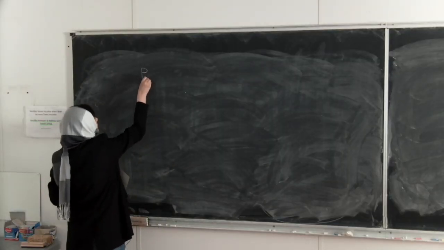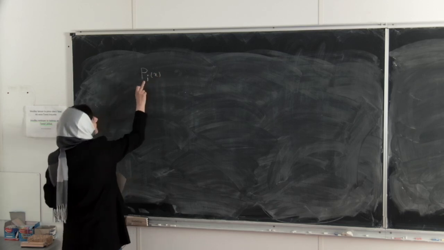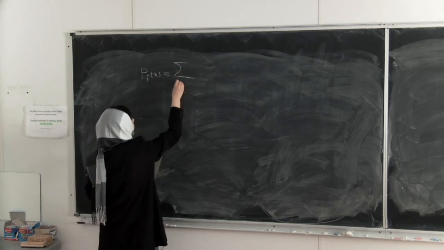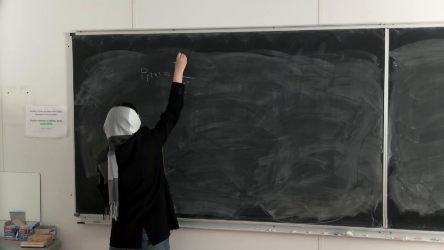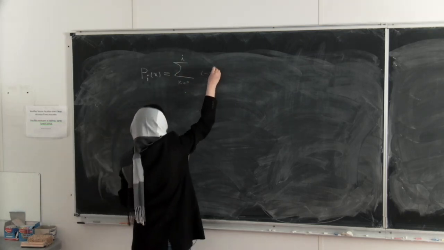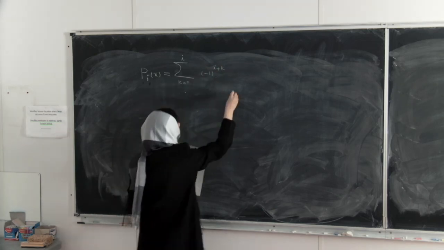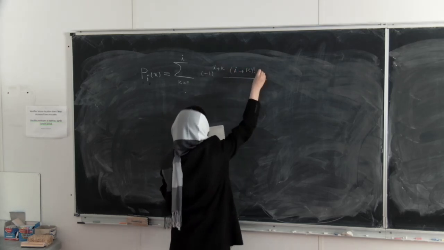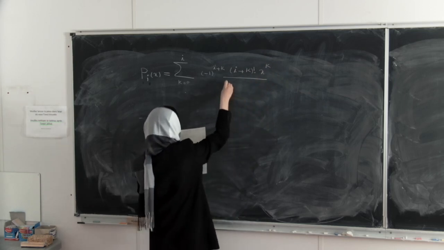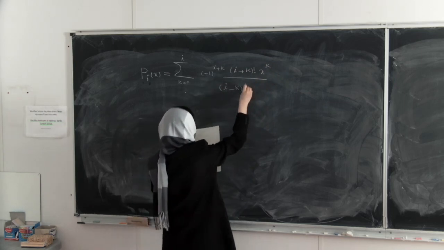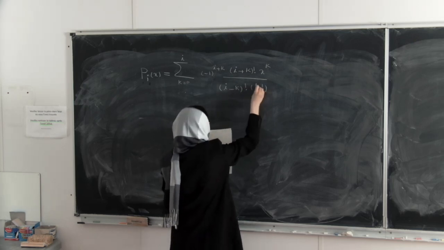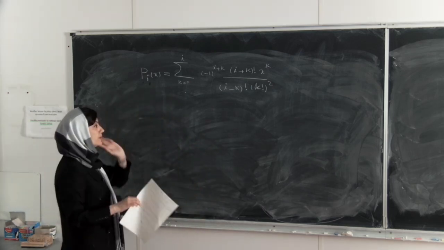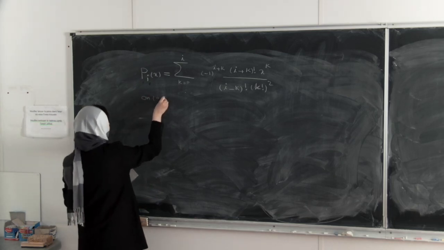We know that the Legendre polynomial of order i of x has this series expansion: sum over k from 0 to i of minus 1 to the i plus k, times i plus k factorial, times x to the k, divided by i minus k factorial times k factorial squared. This is the series expansion of the Legendre polynomial on the interval 0 to 1.